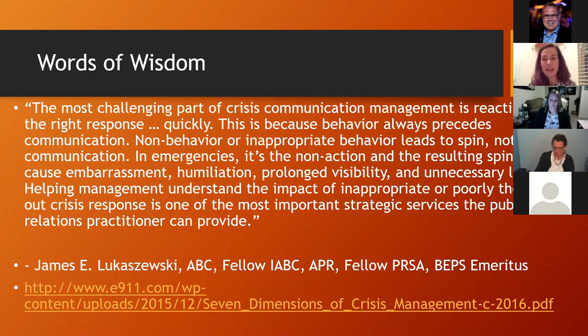So I wanted you to think about this quote. The most challenging part of crisis communication management is reacting with the right response quickly. This is because behavior always precedes communication. I like that. Non-behavior or inappropriate behavior leads to spin, not communication. In emergencies, it's the non-action and the resulting spin that cause embarrassment, humiliation, prolonged visibility, and unnecessary litigation. Helping management understand the impact of inappropriate or poorly thought out crisis response is one of the most important strategic services the public relations practitioner can provide.